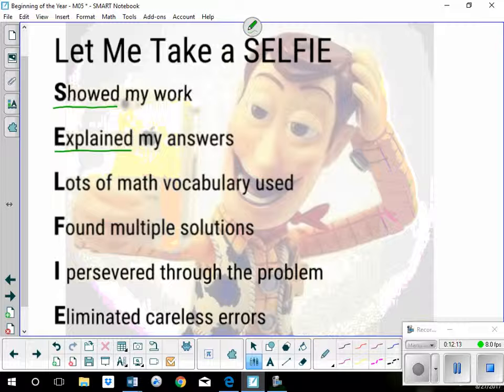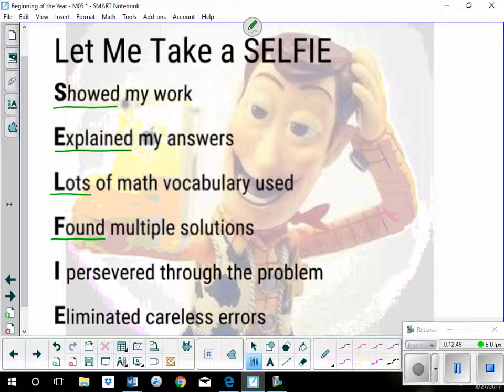For the next one, lots of math vocabulary used. Now today you didn't have to write any explanations, but if there's a day where you need to write an explanation, make sure that you're using precise vocabulary so people know exactly what you're talking about. So for example, instead of saying, I just put all the numbers together, you might say, I found the sum of the numbers. So you're being very precise.